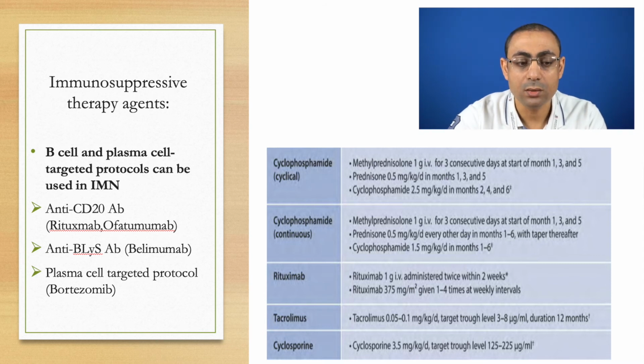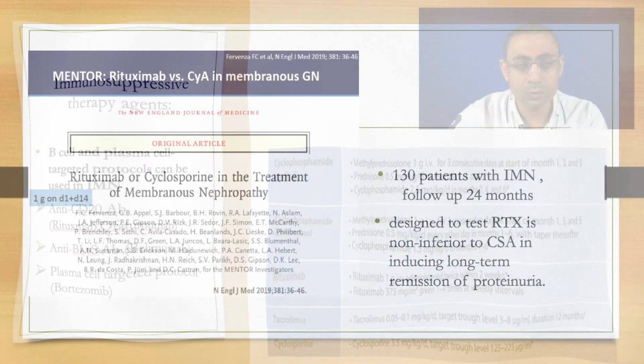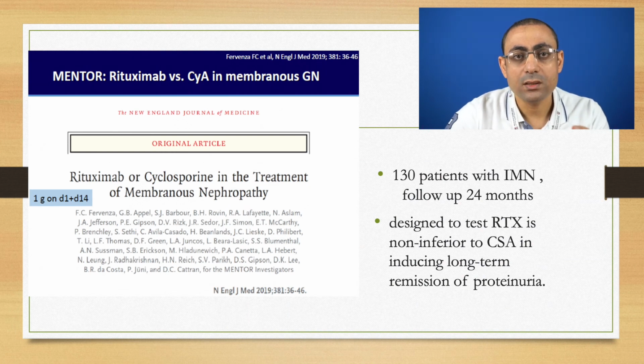Other new medications, like B cell and plasma cell targeted protocols, can be used in idiopathic membranous nephropathy, like other anti-CD20 agents such as ofatumumab, the anti-B lymphocyte stimulating antibody belimumab, and the plasma cell targeted protocol bortezomib. Rituximab was used in membranous nephropathy before only in resistant cases, according to guidelines published in 2012, but now the guidelines have changed it to first line treatment.